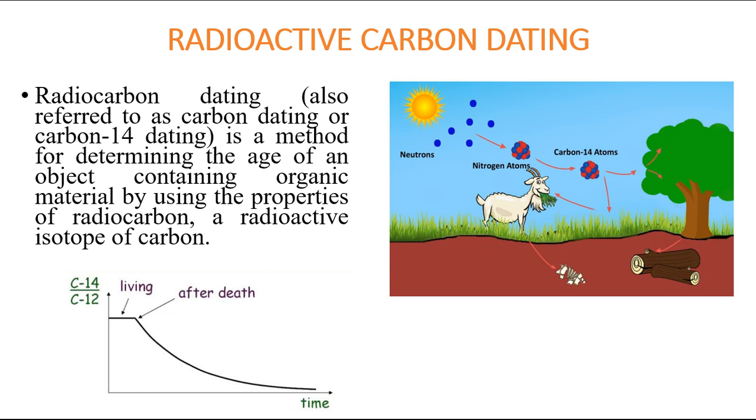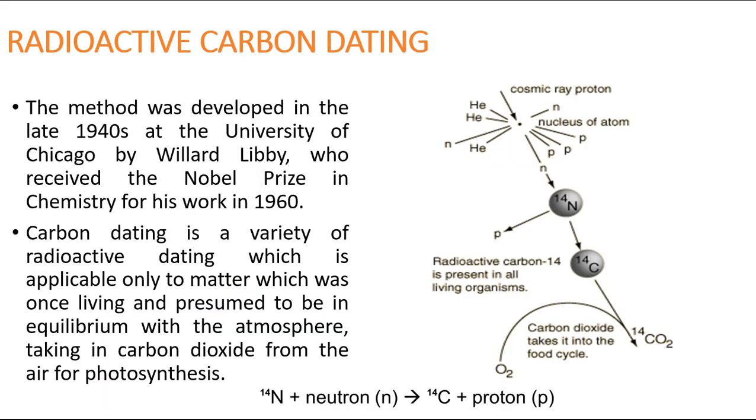So in this figure, on the left hand side below, you can see we can find the ratio of C14 over C12. While living, it is constant, and after that it decreases with time. In the next slides it will be clear, and you can see on the right hand figure how it is related to carbon based materials, and from where this carbon isotope C14 comes. I will show you.